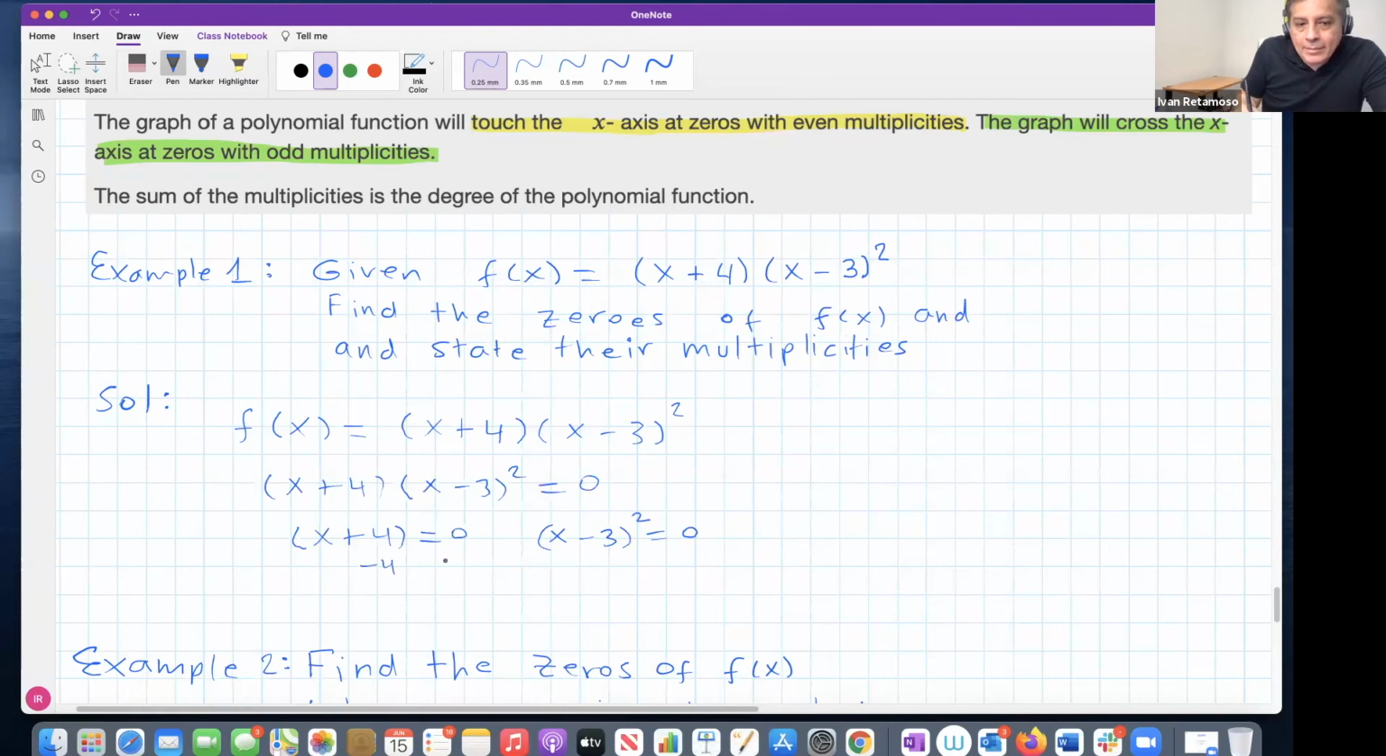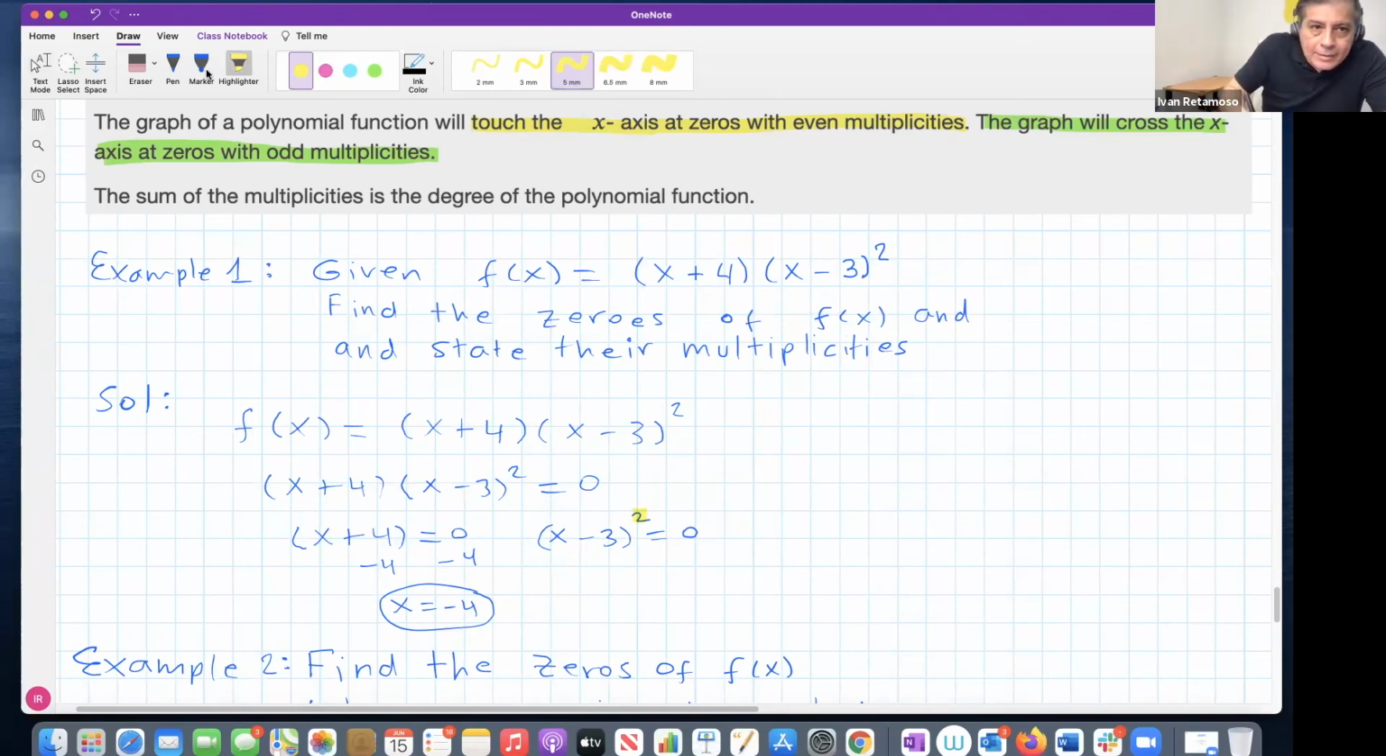From here, subtracting 4 on each side, I get x equals minus 4, one of the zeros, right? From here, this is a square. Remember, this guy determines the multiplicity, right? The multiplicity. So you can say that this will be equal to 0, x minus 3, but with multiplicity 2, because this is x minus 3 times x minus 3, right? You follow, guys? Yeah.